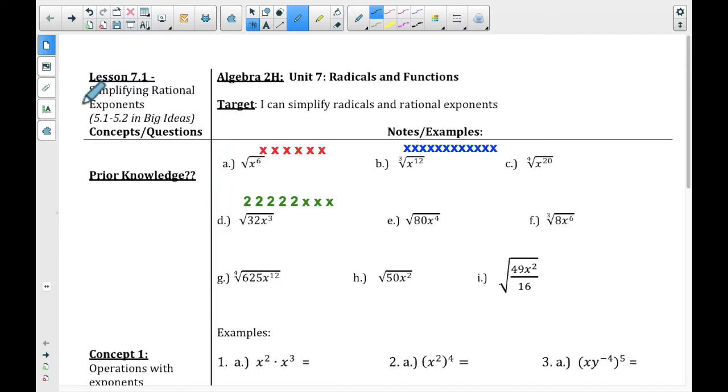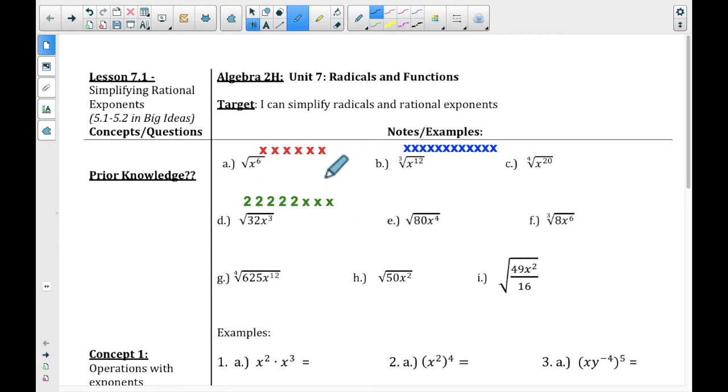Hi everybody, this video is going to cover lesson 7.1, which is on rational exponents. We are in the unit on radicals and functions. Our first half of the unit is radicals, which is what we're covering today. Some of this is review, so I'm just going to jump in and hopefully go pretty quickly through the review.